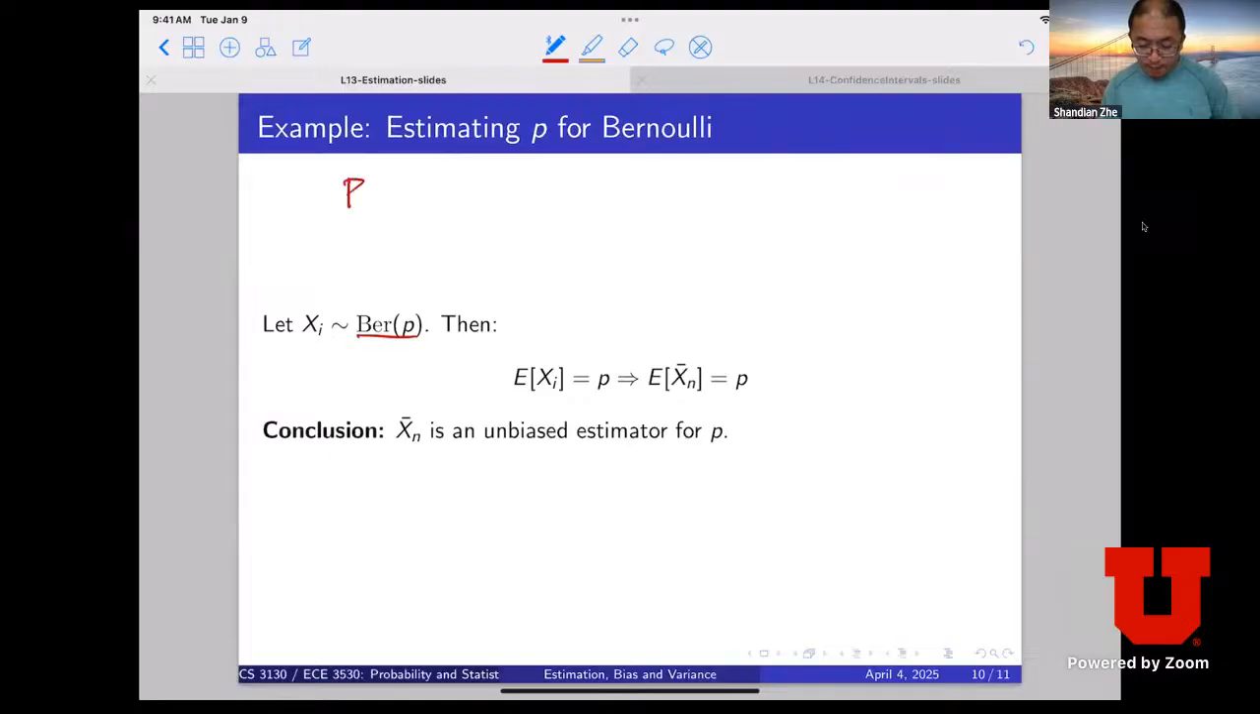So the PDF for a Bernoulli random variable takes this form, right? p to the power of x, times 1 minus p to the power of 1 minus x. And the Bernoulli random variable can only take binary values, which is either 1 or 0.